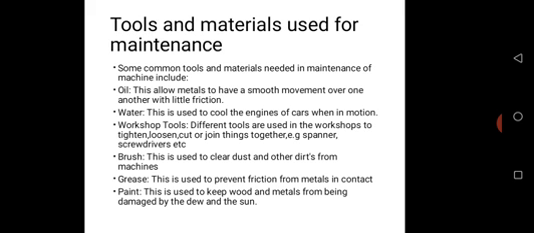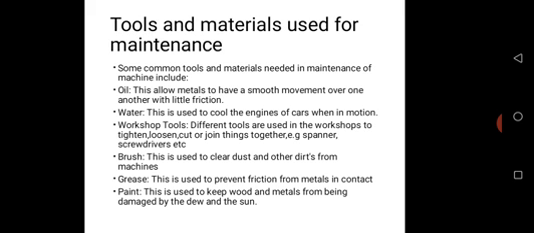We have workshop tools. Different tools are used in the workshop to tighten, loosen, cut or join things together. Examples of these are spanner, screwdriver, wrenches, and the likes. Then we have brush, again as a material that is used to clear dust and other dirt from our machine. We also have grease.